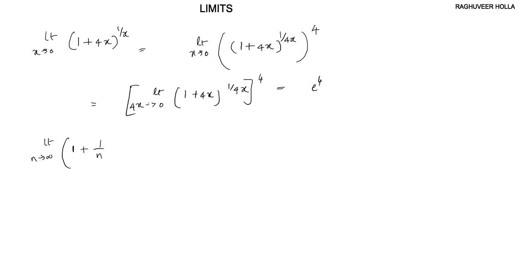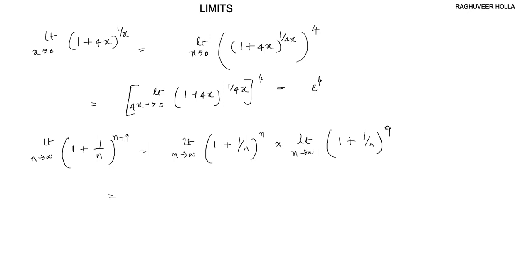Let us see one more problem: limit as n tends to infinity of (1 + 1/n) to the power of n + 9. Okay, so this is the limit as n tends to infinity of (1 + 1/n) to the power of n, multiplied into the limit as n tends to infinity of (1 + 1/n) to the power of 9, right? See, the powers n and 9.